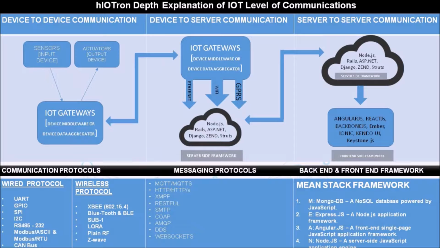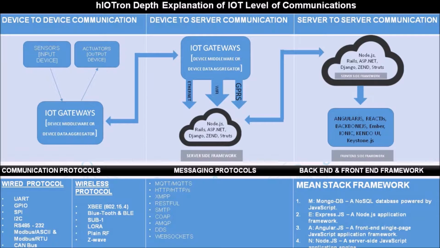So apart from that, the third level of communication is server to server communication, where we will be learning about the back end and front end framework. We will be putting special emphasis on the MEAN stack framework. The MEAN stack framework is a combination of technologies. In MEAN, M stands for MongoDB, E stands for Express, A stands for AngularJS, and N stands for Node.js.